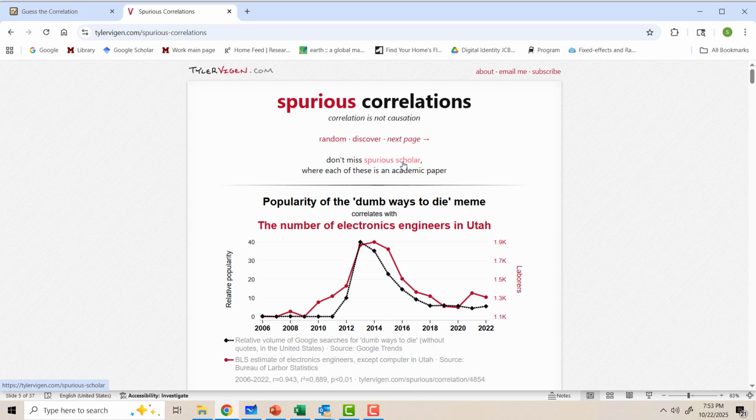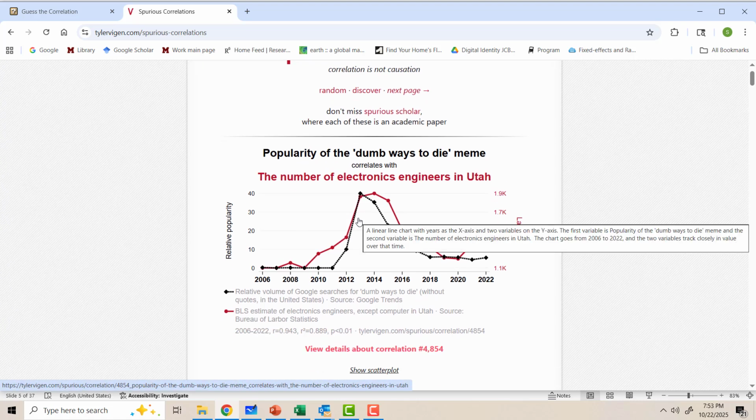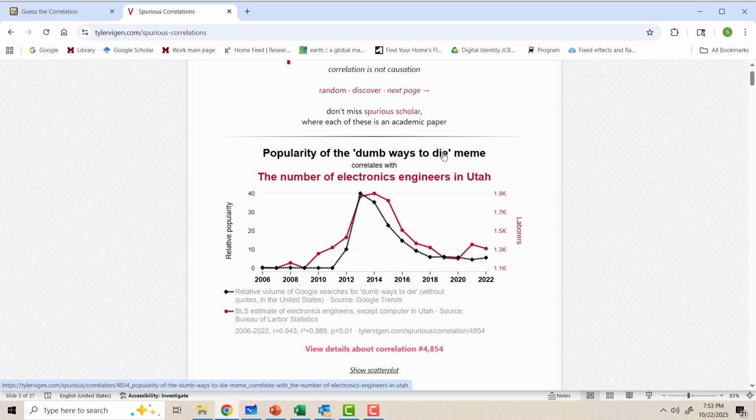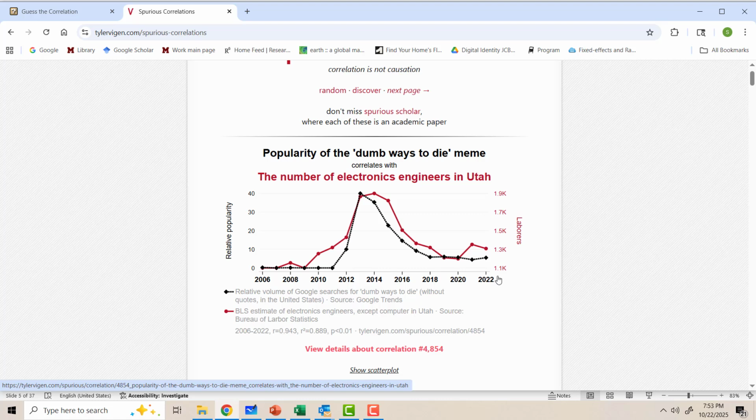But just because two things have a high correlation doesn't mean that one causes another. If you go to tylervigen.com, spurious correlations, there's a load of silly things there. For example, there was a meme a while ago with a video called Dumb Ways to Die on YouTube, which peaked around 2013. Then we have the number of electronics engineers in Utah. That one's not actually grounded at 0, but you can see there's a similar pattern. It's highly correlated, with a correlation of almost 1.